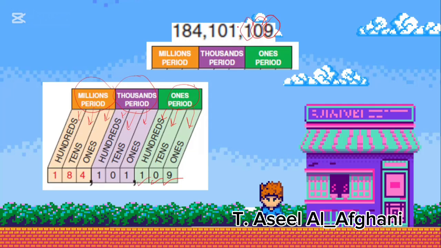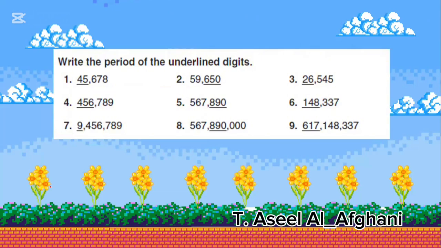What about ones thousands, which is 1? Tens thousands, 0. Hundreds thousands, 1. Now, ones millions, 4. Tens millions, 8. And hundreds millions, finally, 1. Now, in each number, I would like to ask you, what is the period of the underlined digits for each? So, first, number 1. Can you read the number ahead of me?